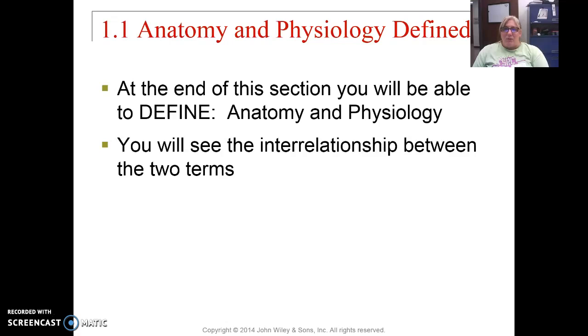So in section 1.1, at the end, you should be able to identify the definition for anatomy and for physiology. You'll also be able to see the importance of anatomy and physiology being taught together because they are so interrelated. You can't have the function without the structure, and the structure alone doesn't allow for the organism to survive. It needs its function as well.